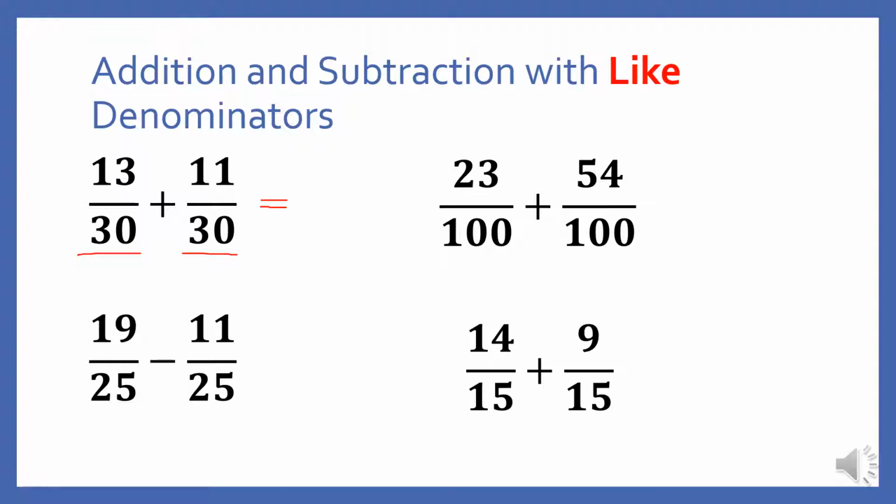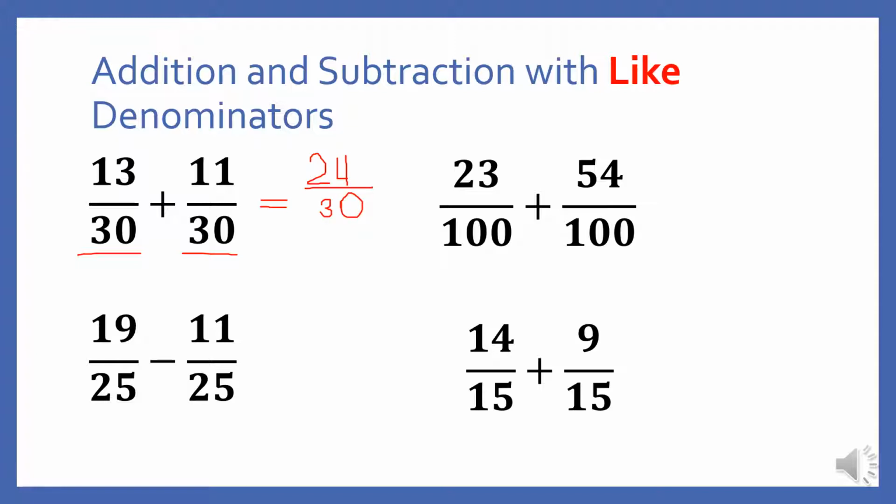Let's begin. 13 over 30 plus 11 over 30, and we can see that we have common denominators. All denominators are the same. So what we need to do is simply add our numerators and put the answer over our denominator. So 13 plus 11 is 24 over 30.